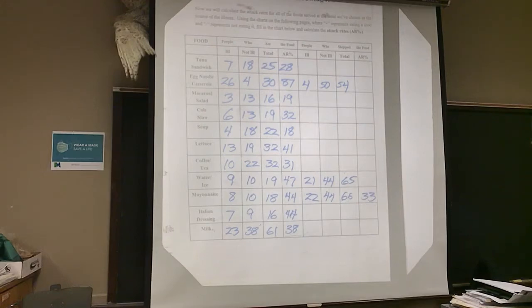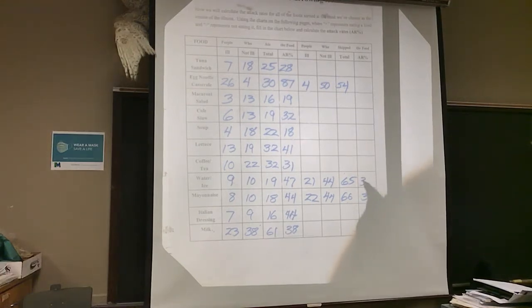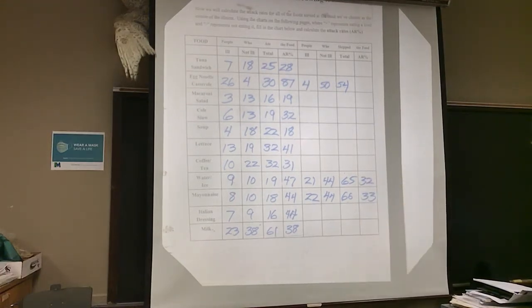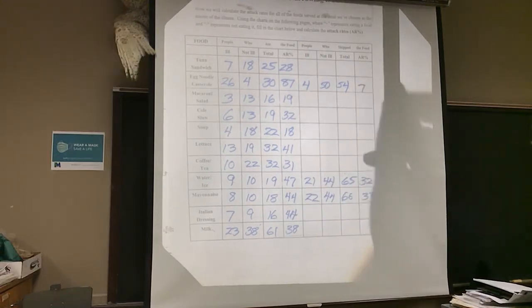So somebody want to give me the attack rates for the ones that need attack rates up there? 22 out of 66 was easy to do. For water and ice. And how about the casserole? 7.4. So if we're rounding off, 7.